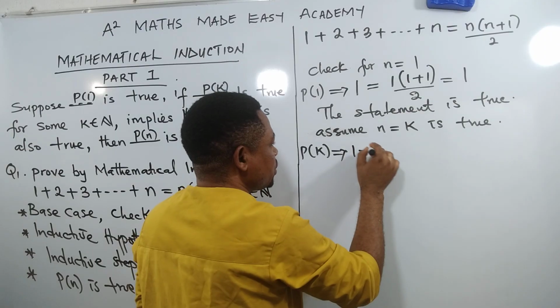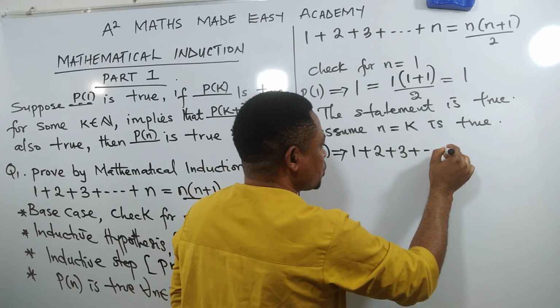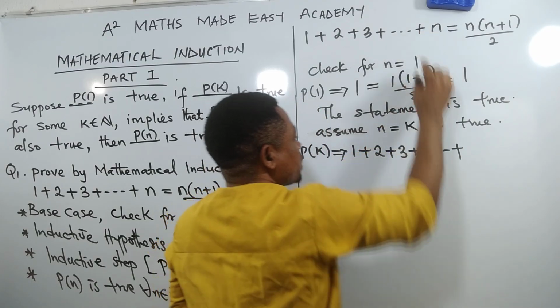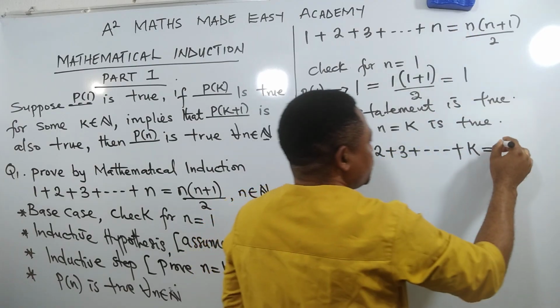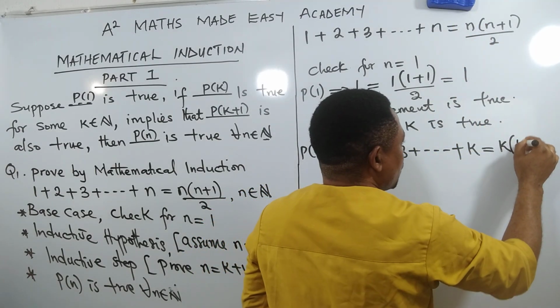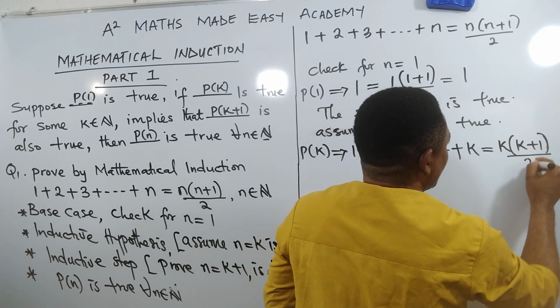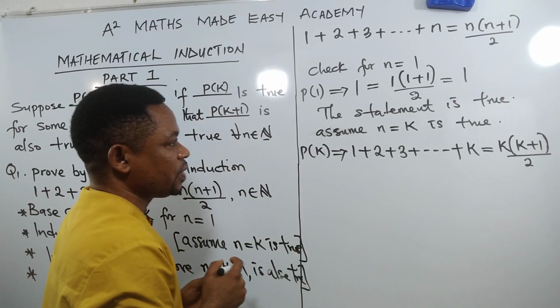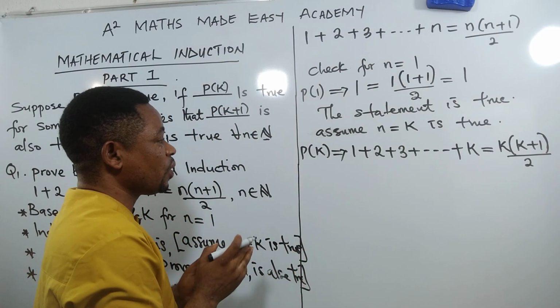Which implies, this is 1, plus 2, plus 3, then plus dot dot dot plus n. Put k. Then equal to n, put k, open the bracket, n again, put k, then plus 1, close the bracket, then all over 2. Am I communicating now? This is what we do in the second case.